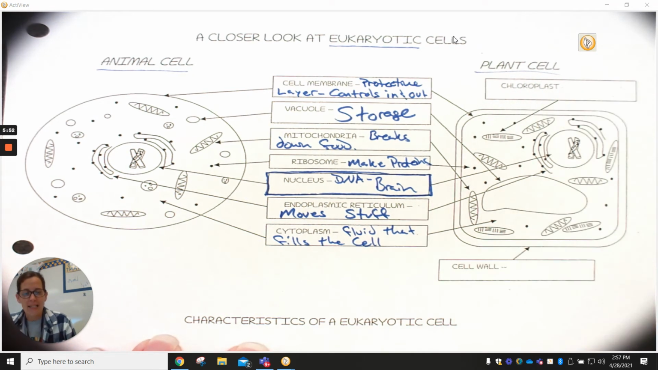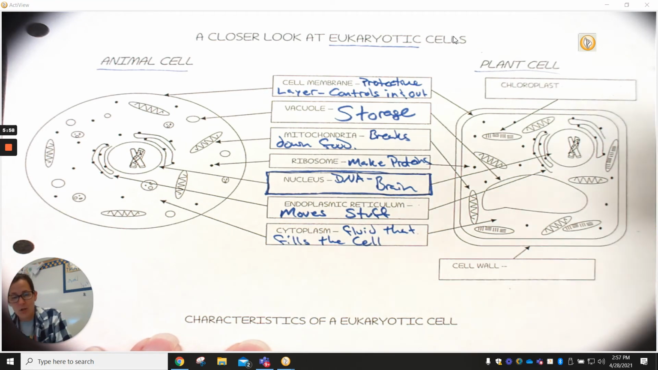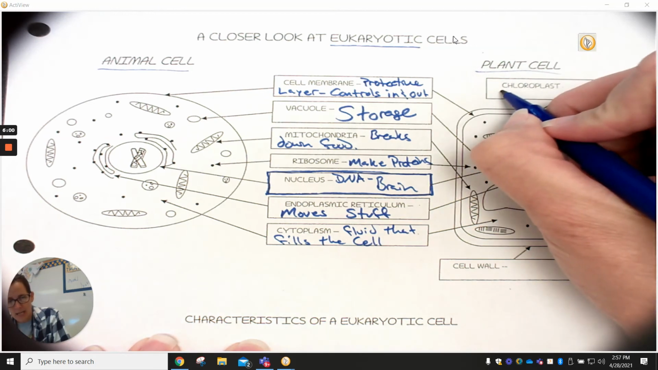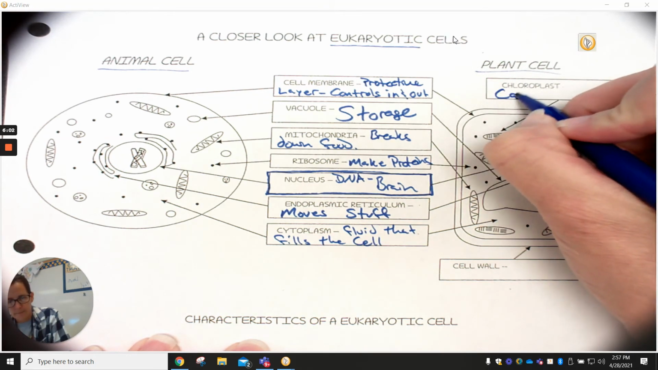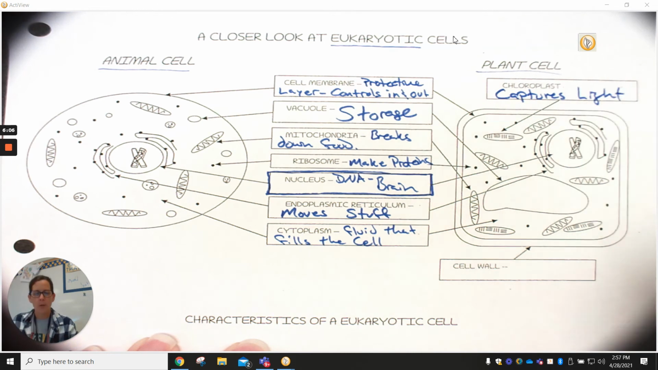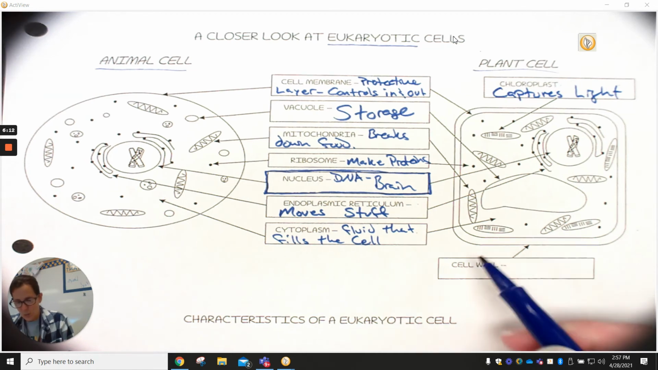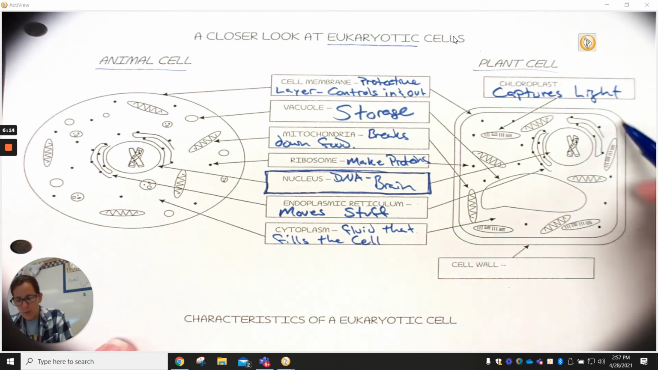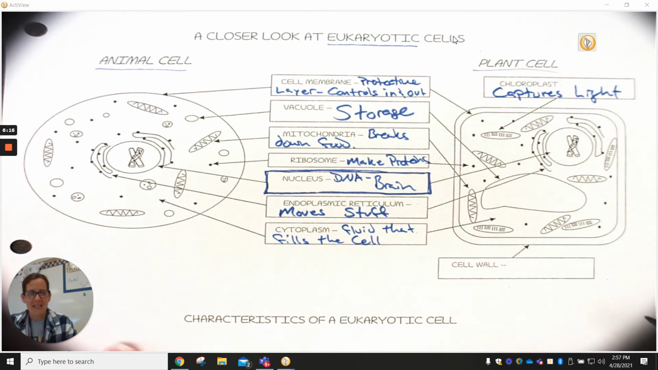And a chloroplast captures the light. It captures light energy so that the plant can actually do photosynthesis. So I'm just going to put captures light for chloroplast. And the other thing that plant cells have that animal cells don't have is this rigid outer layer here. It's called a cell wall.